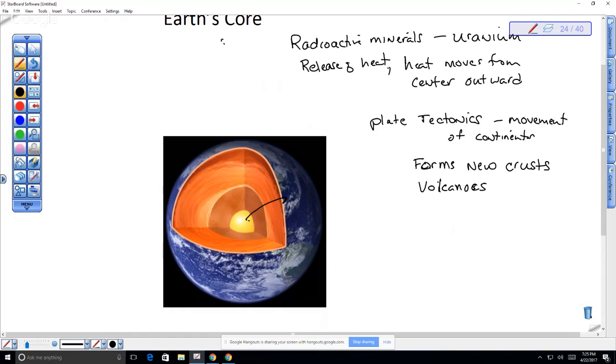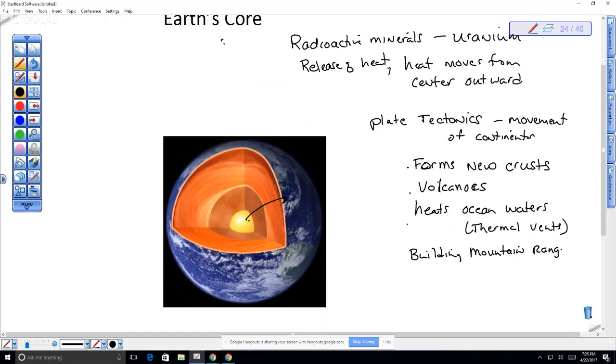And then this also heats ocean waters. This is the energy. And so these are called thermal vents. Okay. So this energy from inside the planet does do some work. Okay. And maybe this would be also building mountain ranges, like the Cascades. Okay. And the separation or the coming together of plates can cause earthquakes.